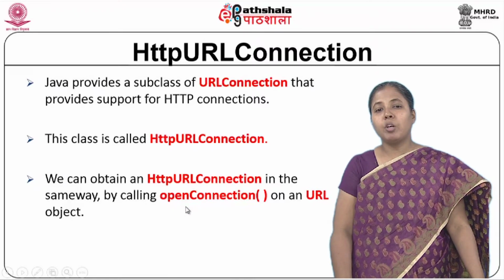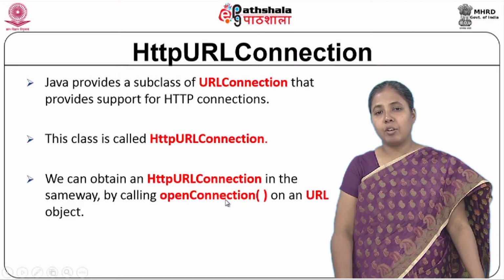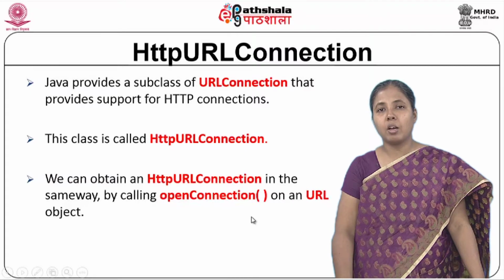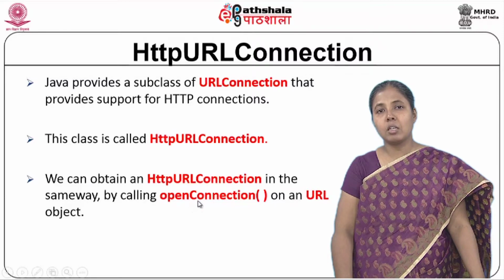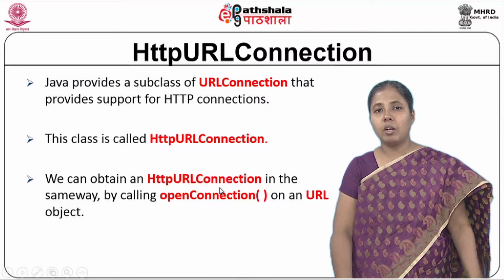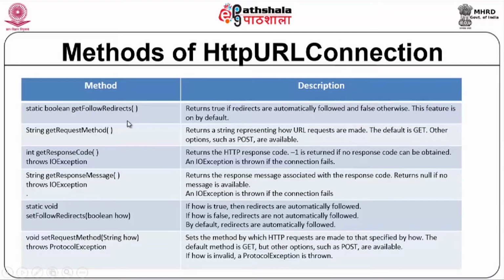With the URL object you have a method called openConnection. When you call this openConnection method with the URL object, it returns a URLConnection object, and the same method would also be used to return an HttpURLConnection object. Now, these are some of the methods we will use with the HttpURLConnection class.